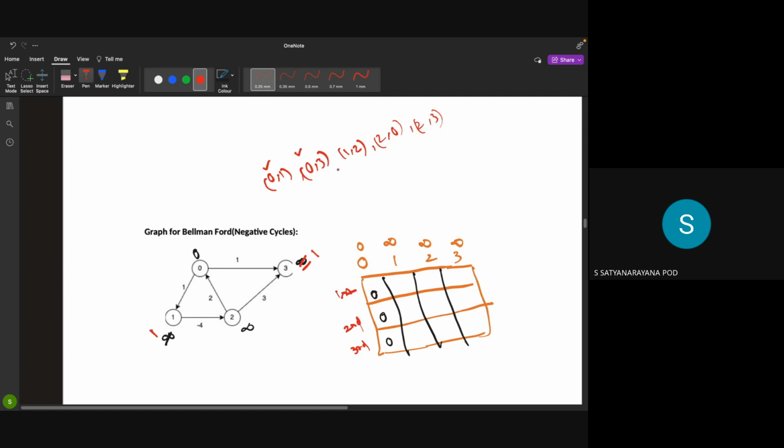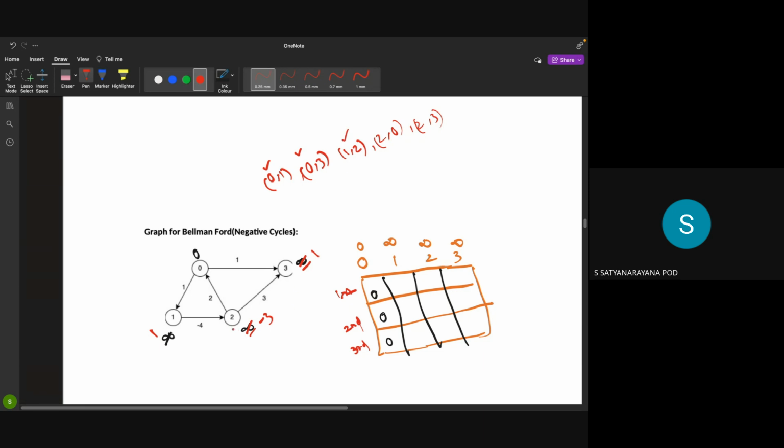So next one 1 to 2. So already 1 is reached with 1. Minus 4. So minus 4, is it less than infinite? Yes. So it is updated with minus 3. Minus 3. Is it right? So 1 to 2 also done.